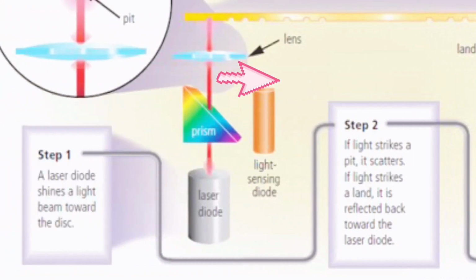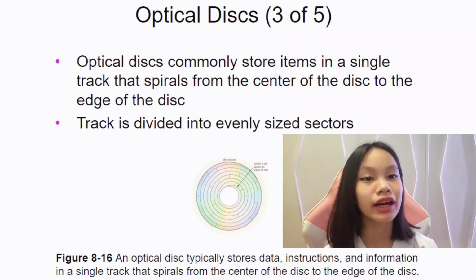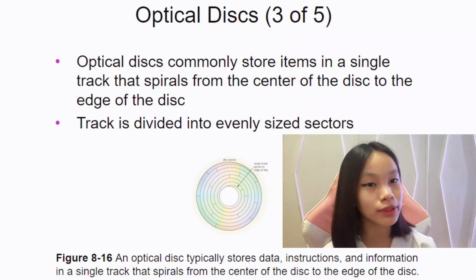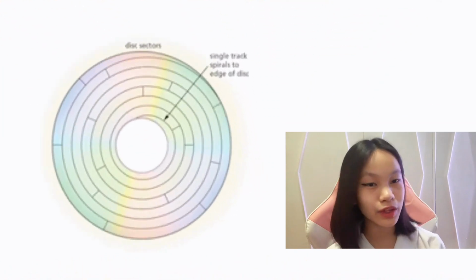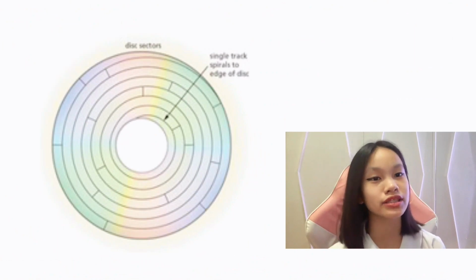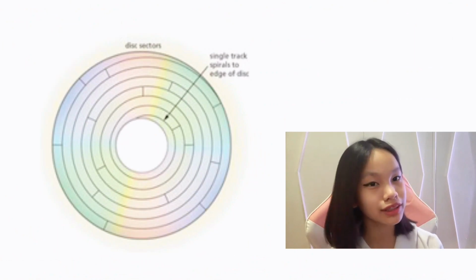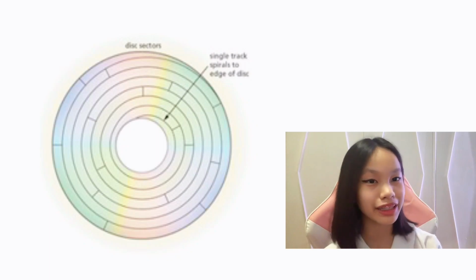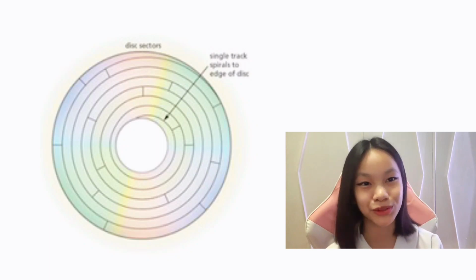If walang light, magsesend siya ng signal na 0. On this slide, sinasabi na ang data na ini-store sa isang optical disc ay nilalagay through a track. Ang track na ito ay nagmumula sa center ng disk at nagsa-spiral siya papunta sa edge. Ang track rin na ito ay evenly divided into sectors. Makikita nyo rito sa figure yung ibig kong sabihin.